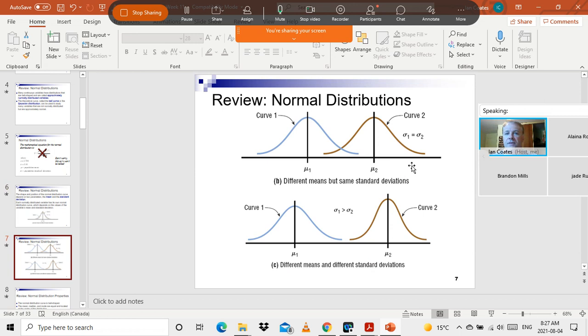These distributions have different means but the same standard deviation, where standard deviation just means spread. The smaller the standard deviation, the tighter the data; the bigger the standard deviation, the more spread out it is. Here we have different means and different standard deviations. This one has a bigger standard deviation, so it's more spread. Here the standard deviation is smaller, so it's more compact in and around the mean.